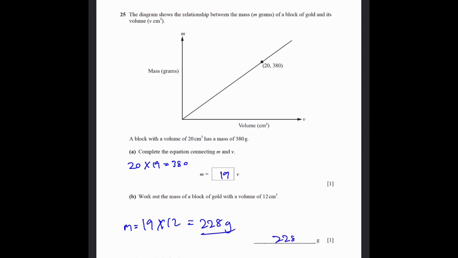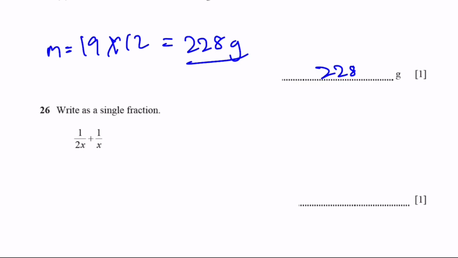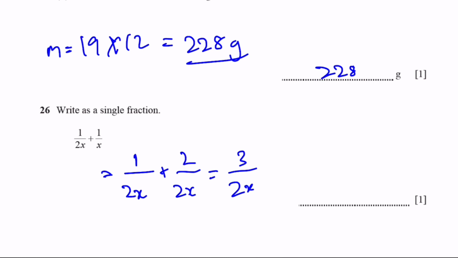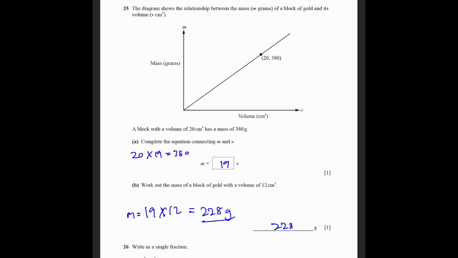That's the answer. Question 26. Write as a single fraction 1 by 2x plus 1 by x. That's equal to, if you multiply this fraction both sides by 2, we get 1 by 2x plus 2 by 2x, which is equal to 3 by 2x. That's the answer.